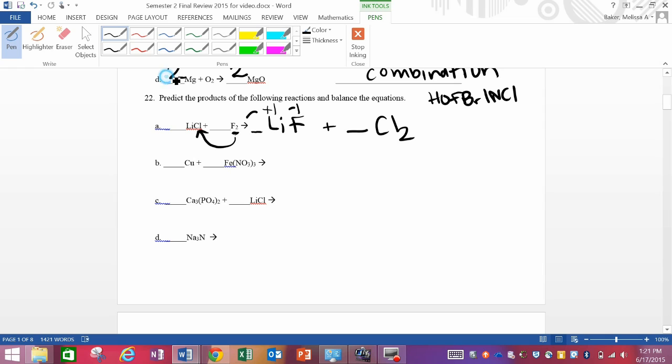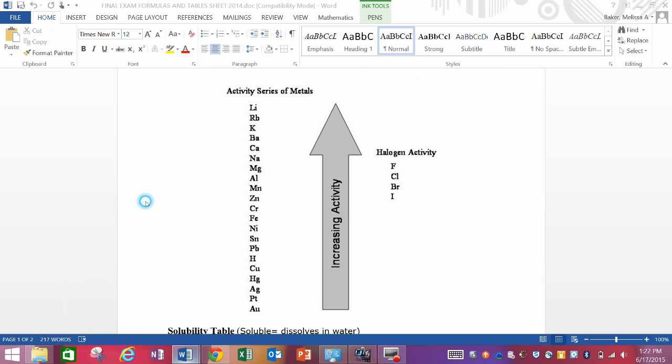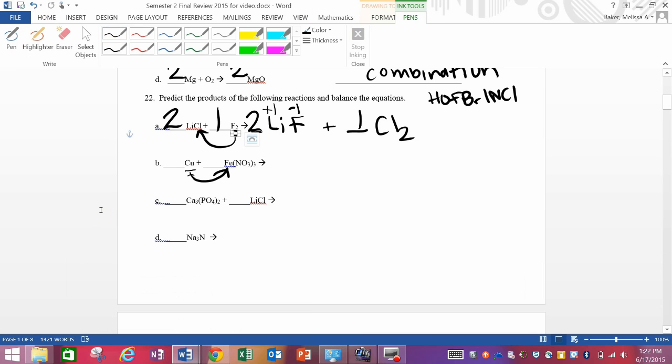We've got F2, so 2F. We've got 2Li and 2Cl, so we need a 2 there. So it goes 2, 1, 2, 1. How about this one? Copper is a metal, so it's going to try and kick out the metal. But if you check on the list, copper is lower on the list than iron. So this one's an easy problem. All we have to do is say no reaction.